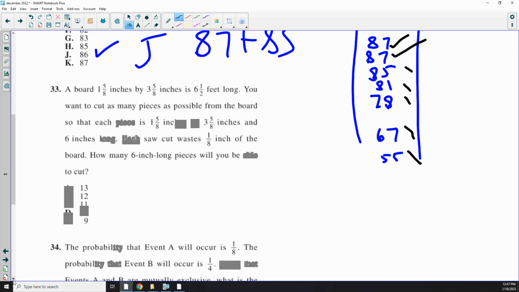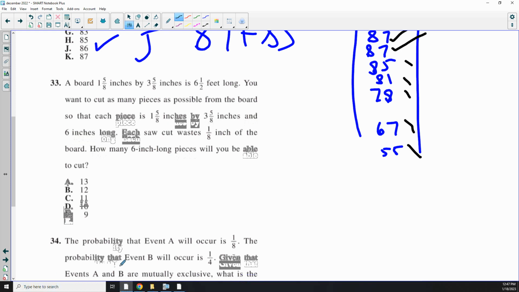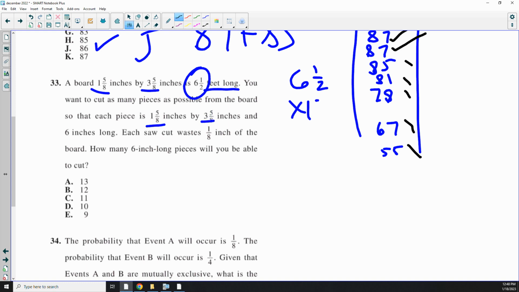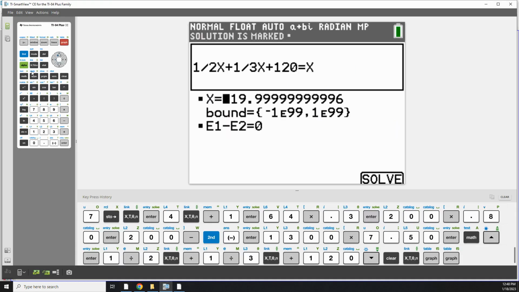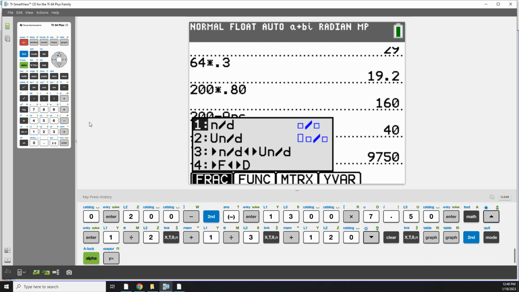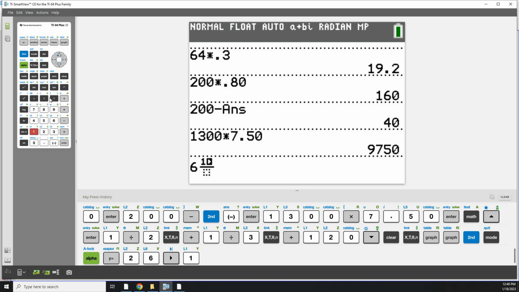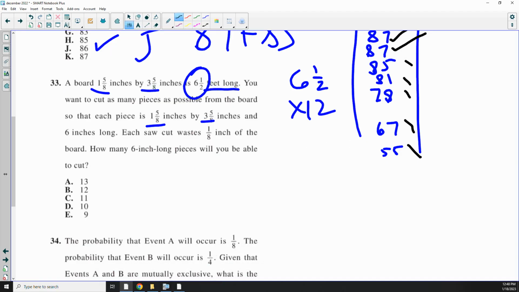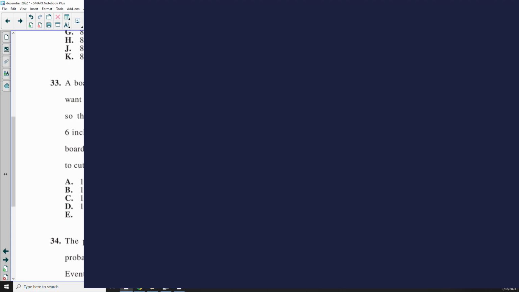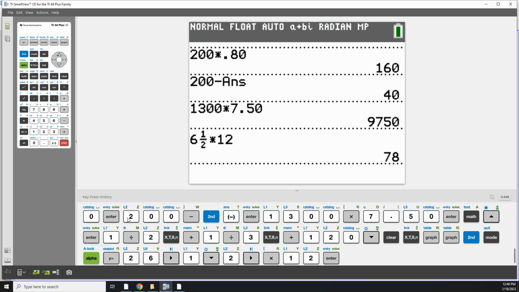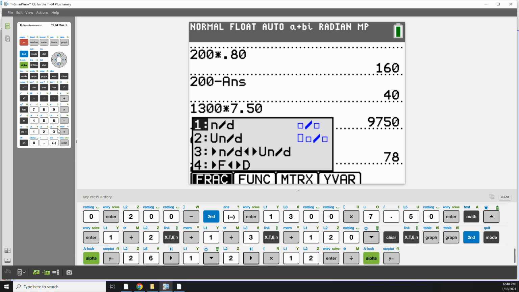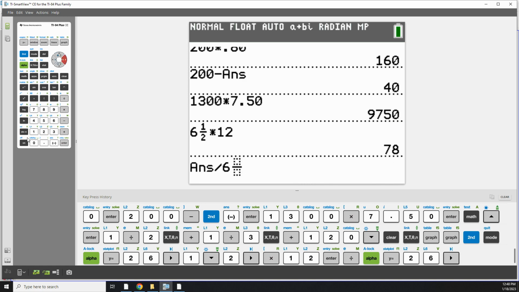I started to do this when using box, but the numbers are the same for the board. It's just 6.5 feet. Feet is how many inches? I would times 6.5 by 12, and I can do that on the calculator for you. I would use alpha y equals 2 and go 6.5 times 12. Now I'm going to divide that by 6, but be careful, I waste 1/8 of an inch. So I'm going to divide that by 6 1/8, because that's technically how long each board is.